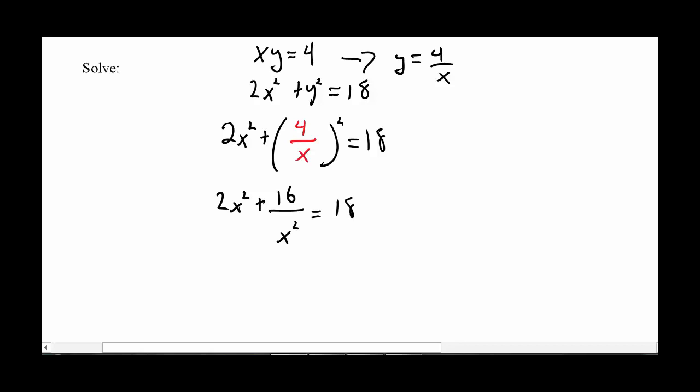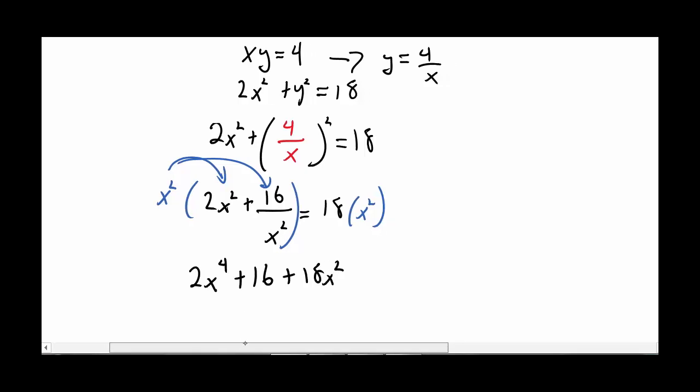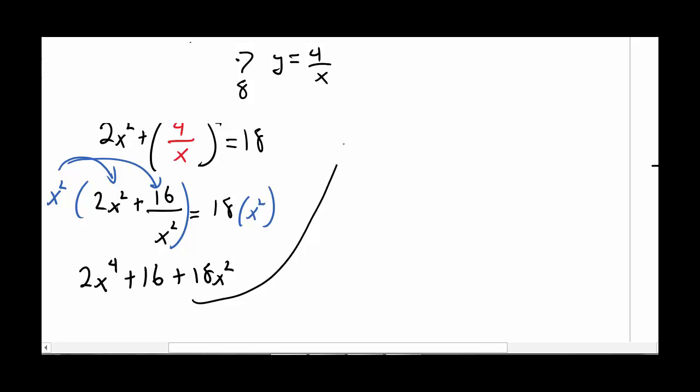And then we've got a fractions problem that we need to correct, or at least get rid of the fraction. And so one of our techniques from earlier was to multiply by the denominator. So I'm going to do that. I'm going to multiply both sides by the denominator, and that'll give us 2x to the fourth. Now in that second fraction, if I divide and multiply by the same thing, they cancel each other out. So I'm left with 16 plus 18x squared. Okay, so that's what I now have.